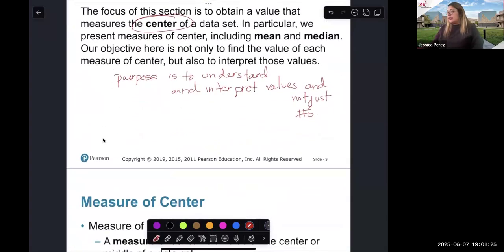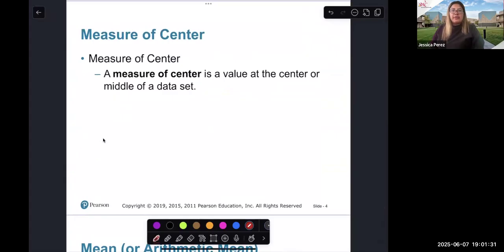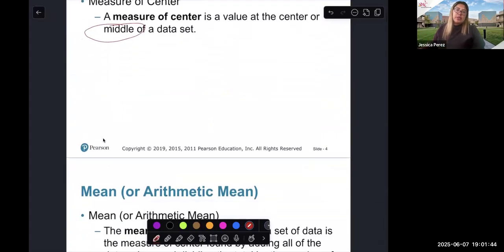So we're going to look at the mean and the median of different values of data. Let's talk about the definition of a measure of center. The measure of center is the value at the center or middle of the data. So it's going to be centralized at one place. It's going to be the actual middle of the data.